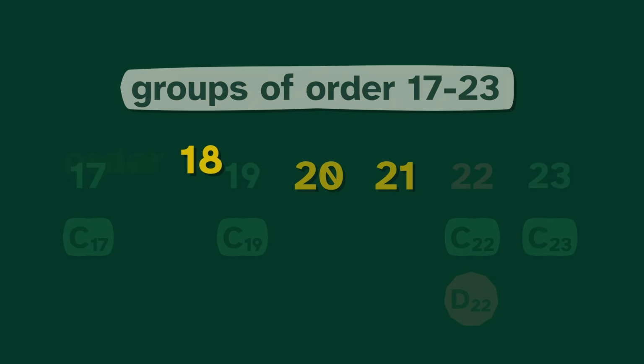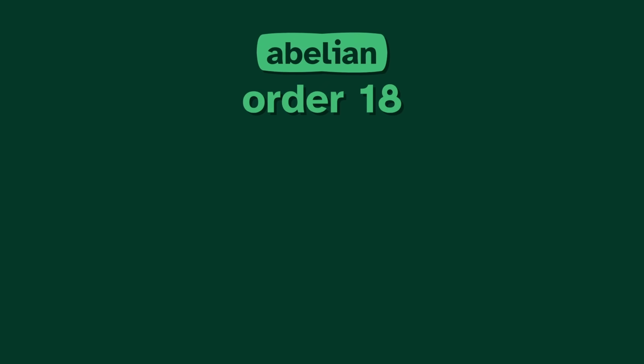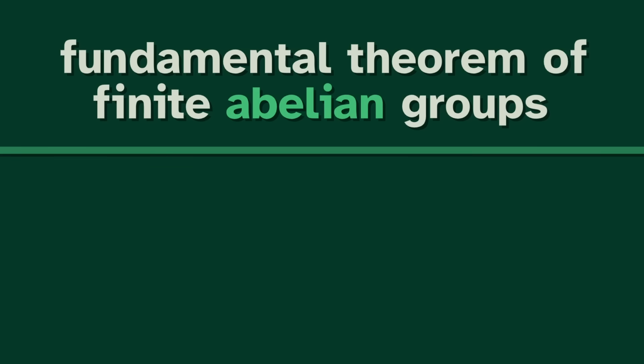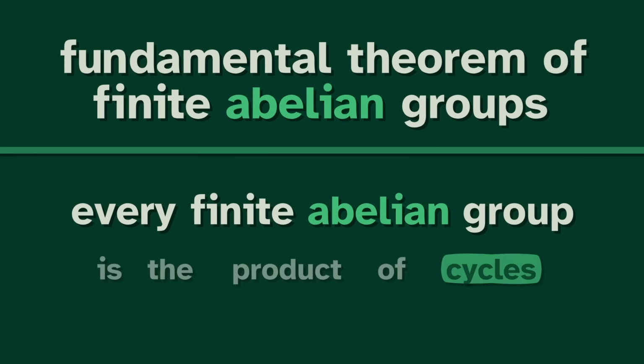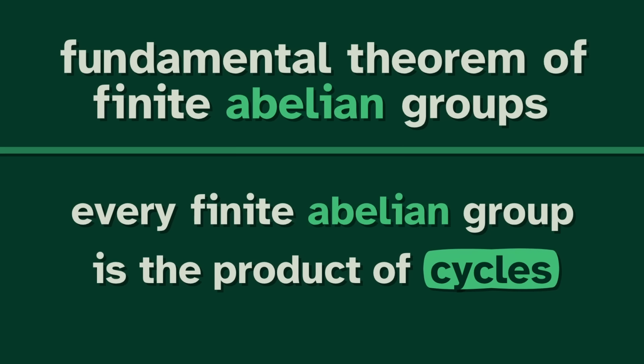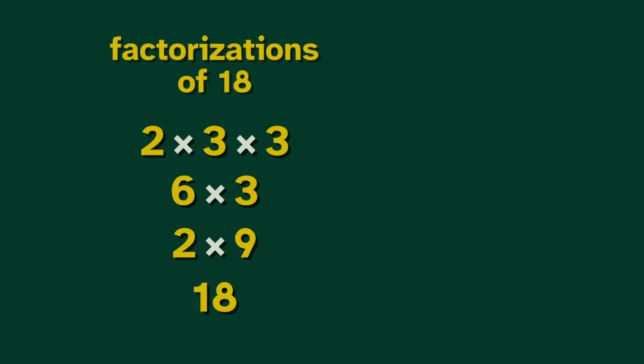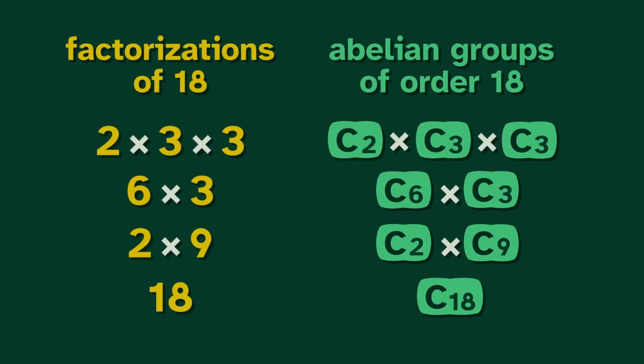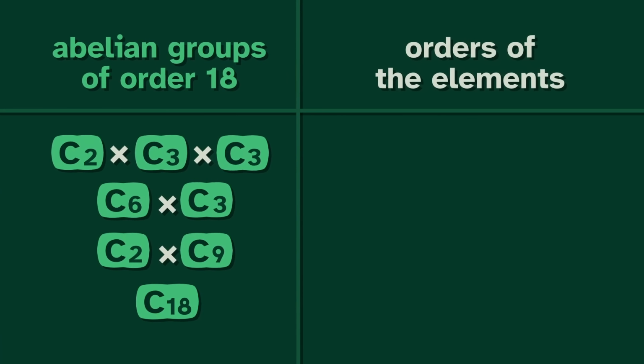Okay, so let's start with order 18 and look at the Abelian groups. Using the funtofinag! That's the fundamental theorem of finite Abelian groups. Yeah, every finite Abelian group is the product of cycles. So we just need to figure out the factorizations of 18. There's an Abelian group for each one, but they might not be unique, so we should count the orders of the elements. Hold on. What?